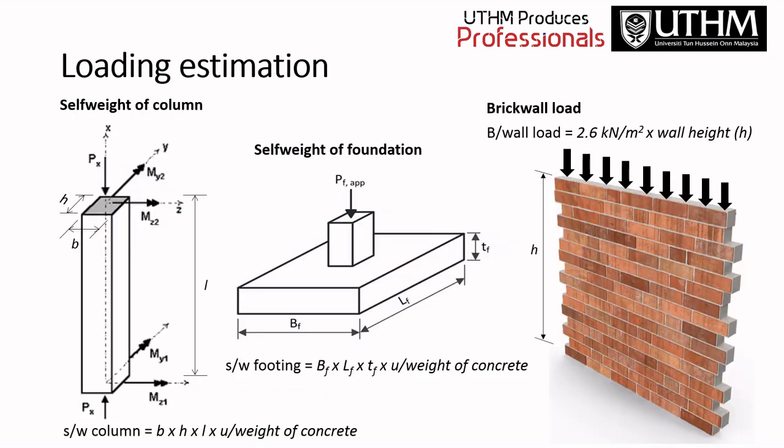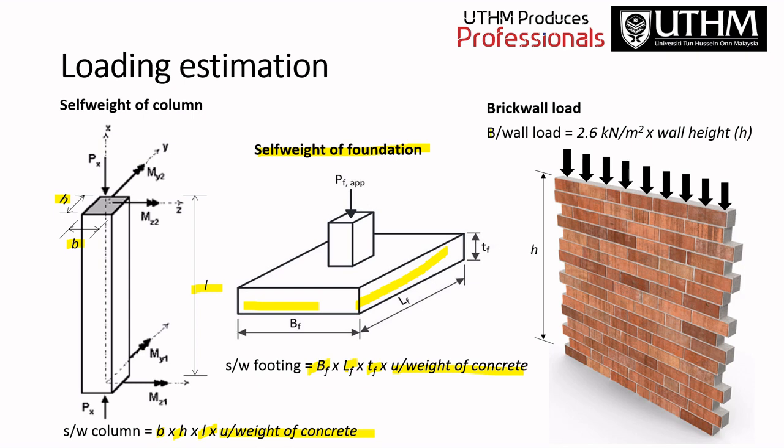So, how about the self-weight of columns? Self-weight for columns is B times H times L times the unit weight of concrete. So this is the B, this is the H, and this is the L, times the unit weight of concrete. And then the self-weight of foundations is BF times LF times TF times the unit weight of concrete. So basically it is the volume times the weight of concrete, then you will get the self-weight.